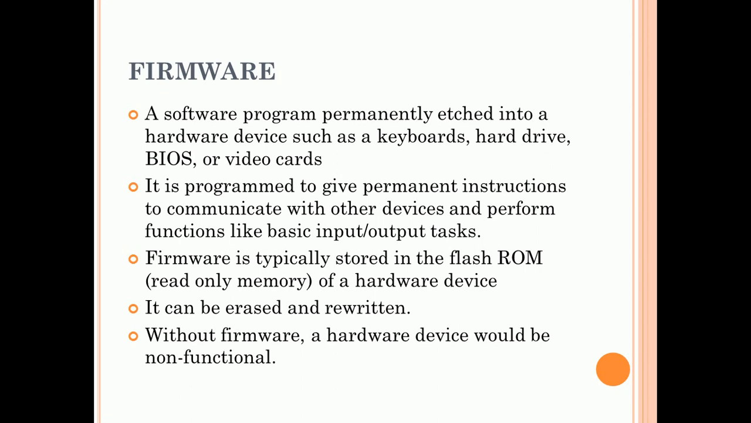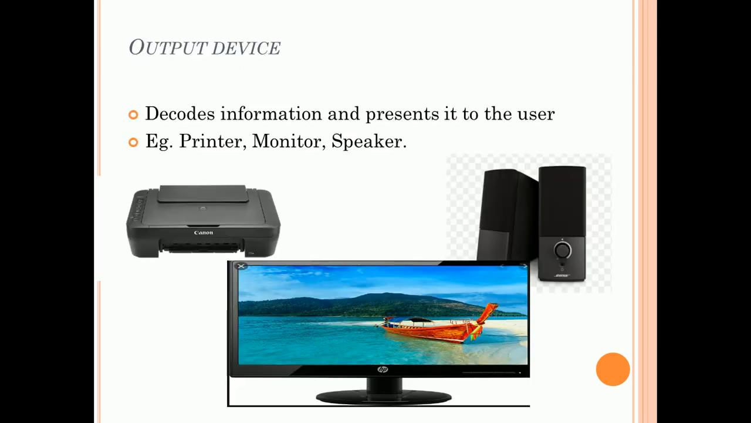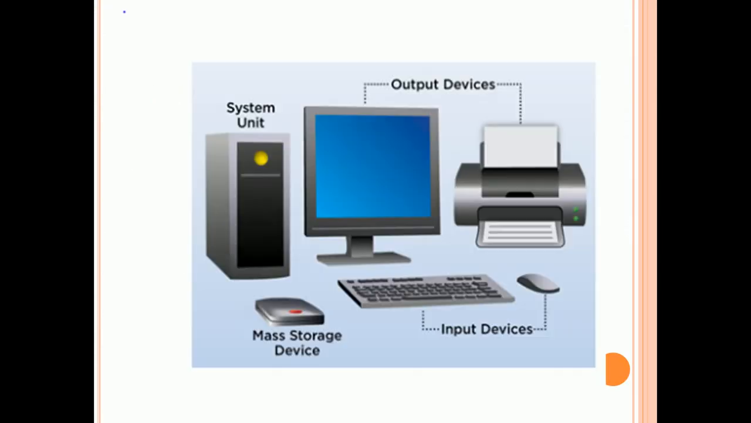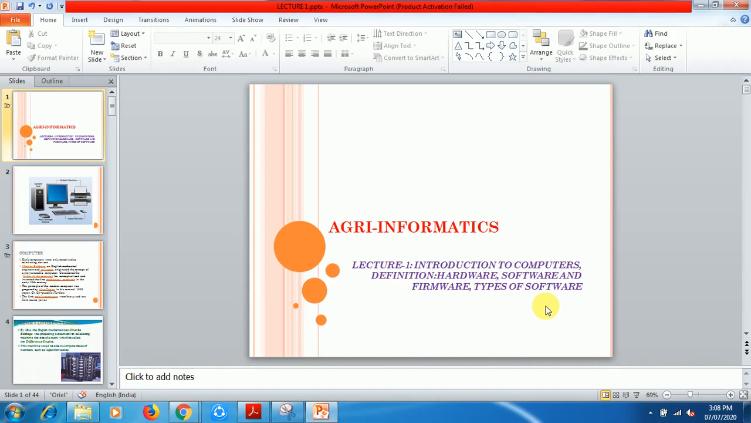Okay. So these were the points that are covered in the first chapter. What were the points? Introduction to computers, definition of hardware, software and firmware, and types of software. All these points we have covered in the first lecture.